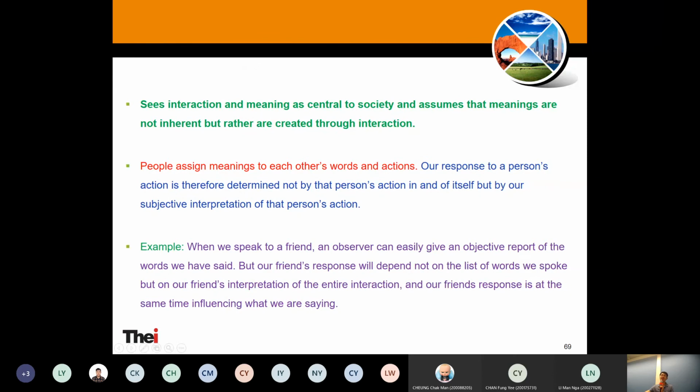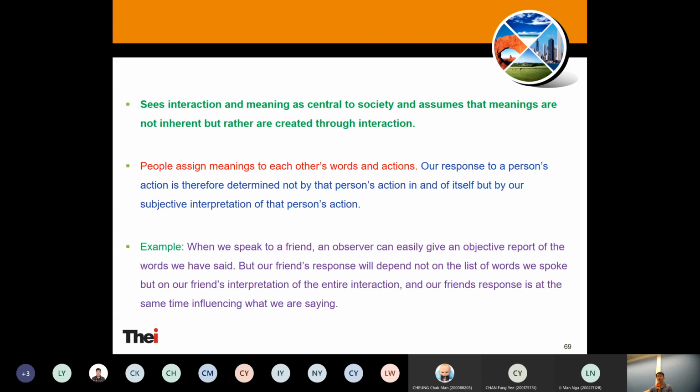To be fair, we can see interaction and meaning as essential to society, and it assumes that meanings are not inherent, but rather are created by interaction, which means that when we talk about meaning, actually, our parents and grandparents will give you and me some story regarding the meaning of a thing, but we know the new meaning or the implication of that by our understanding and observation, okay?